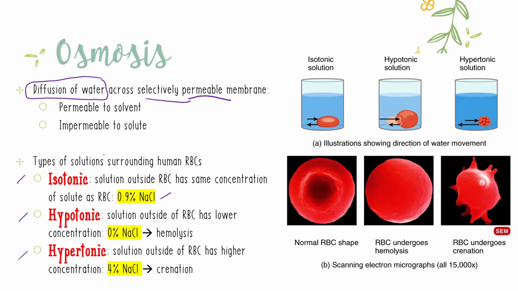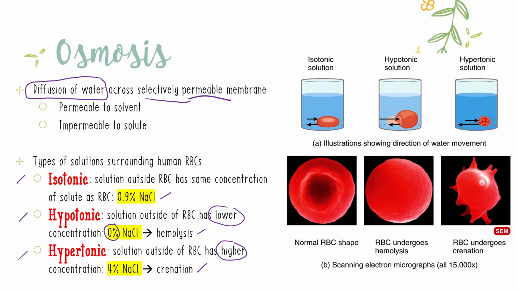For hypotonic, from the word hypo, meaning lower, the concentration outside is lower compared to inside. An example would be a NaCl concentration of 0%. What happens here is that it may cause hemolysis, meaning there is destruction of your red blood cell. While for hypertonic, kids, from the word hyper, meaning high concentration, just like when we use around 4% NaCl, what happens to your red blood cells is that they will crenate or shrink.